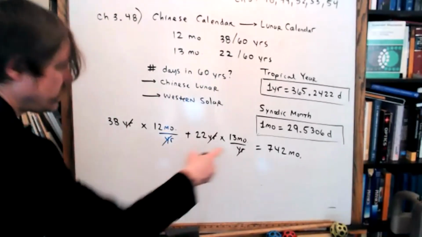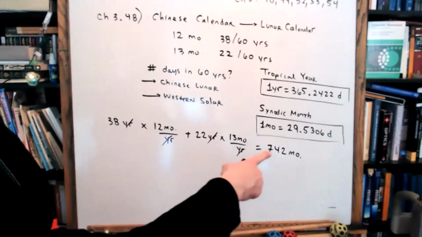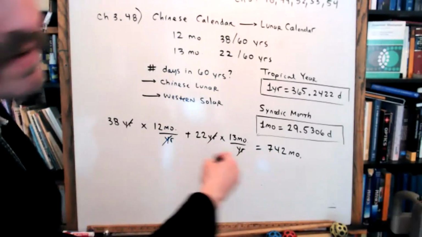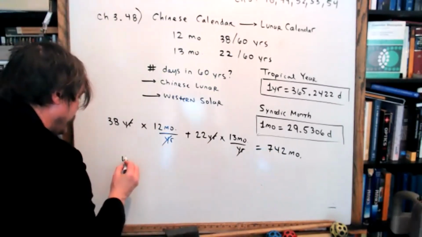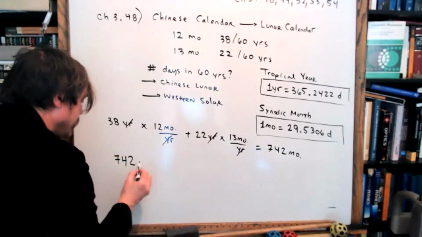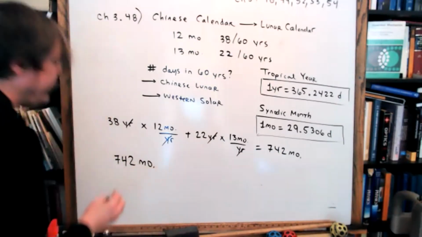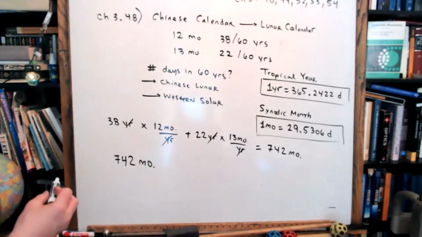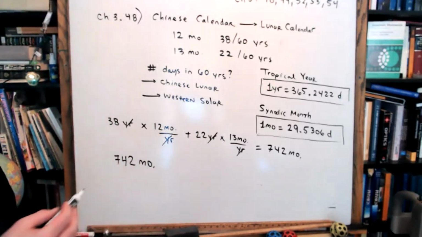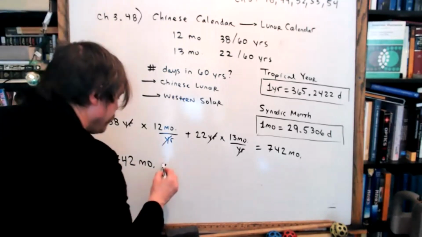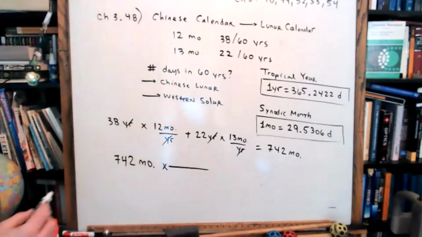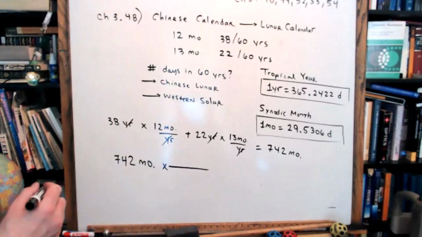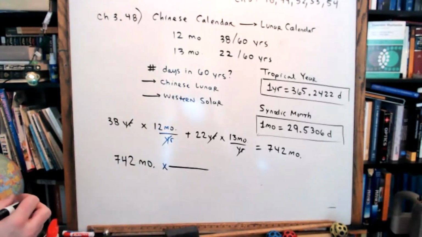720 months. Not 720, we had a typo. I mean 742. Good. That's step 1. You write down the number with its units. Okay, what's step 2? Multiply by a division bar. Fine, that's easy. What's step 3? Put the units in first to cancel out.